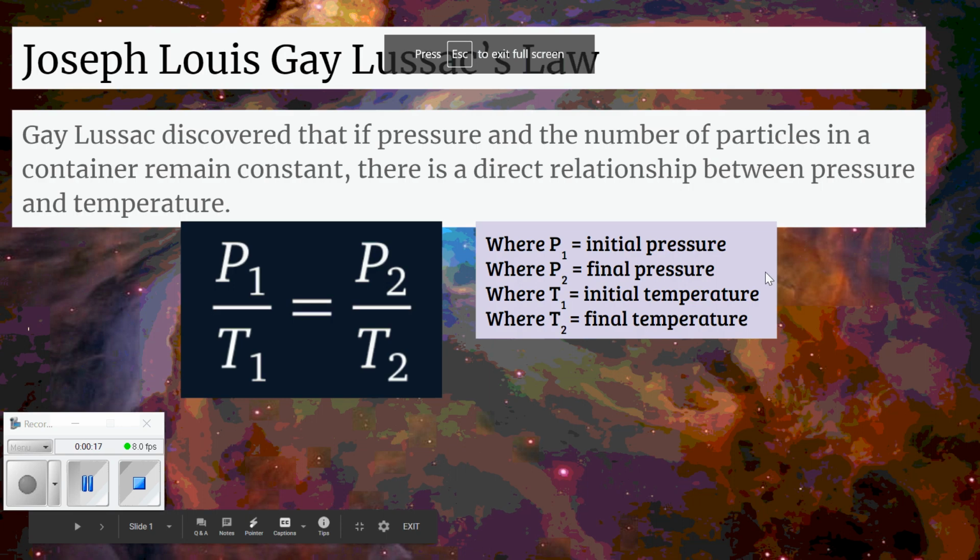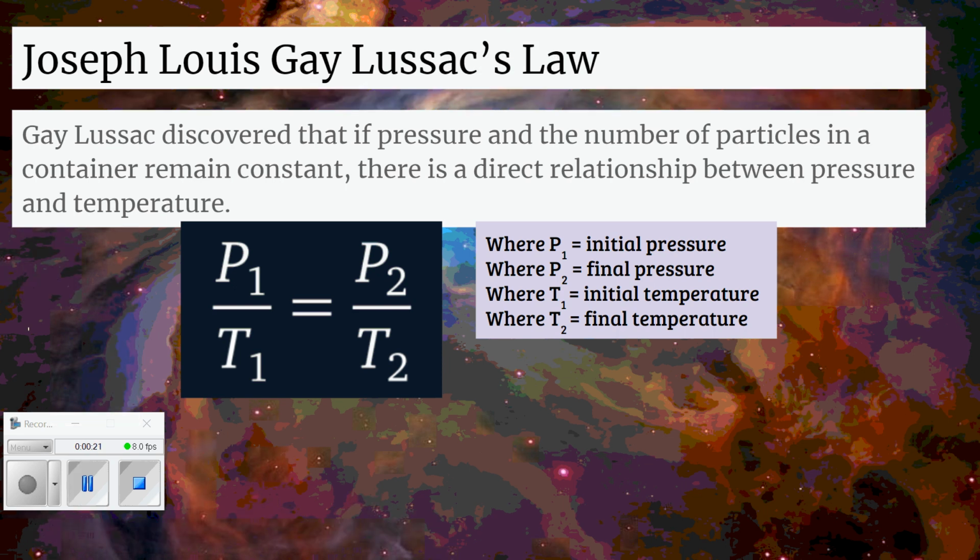So Joseph Louis Gay-Lussac's law, again using that backbone of kinetic molecular theory in order to come up with this law, Gay-Lussac discovered that if pressure and the number of particles in a container remain constant, there is a direct relationship between pressure and temperature. Very similar to Charles' law. The only difference is that it's pressure divided by temperature instead of volume divided by temperature.